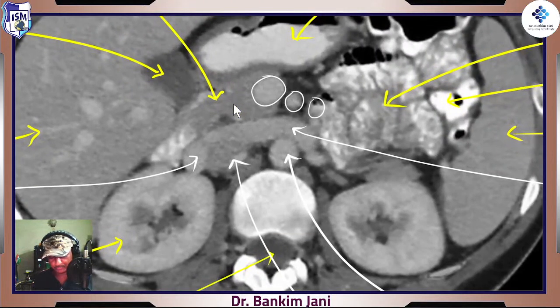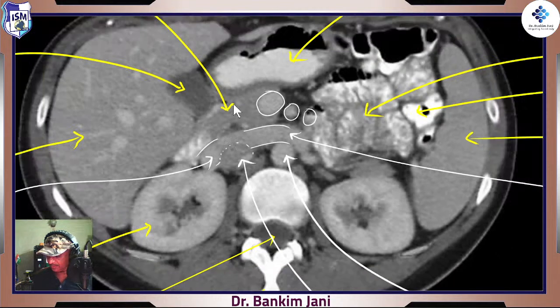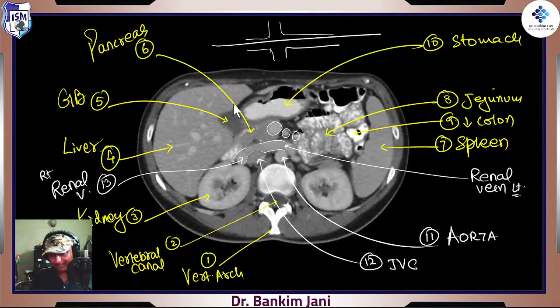Zoom in, see how nicely it shows. This is the IVC, and here is 1 and here is 2. That's how they are going. We talked about this: the left one is bigger because the IVC is on the right side, so the left has to travel a longer distance to reach the opposite side.